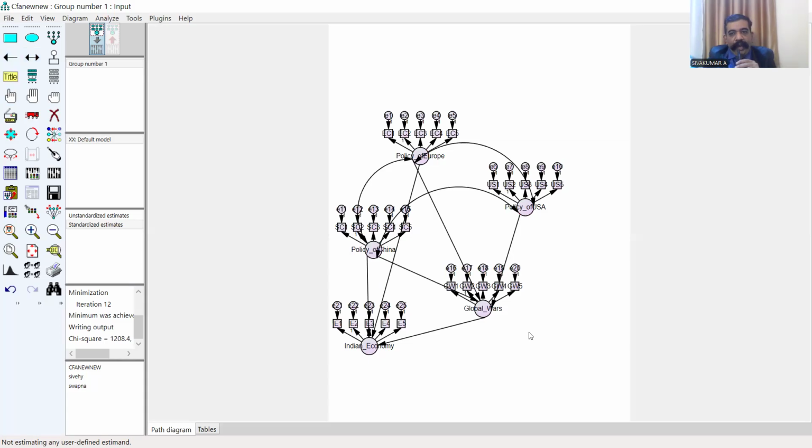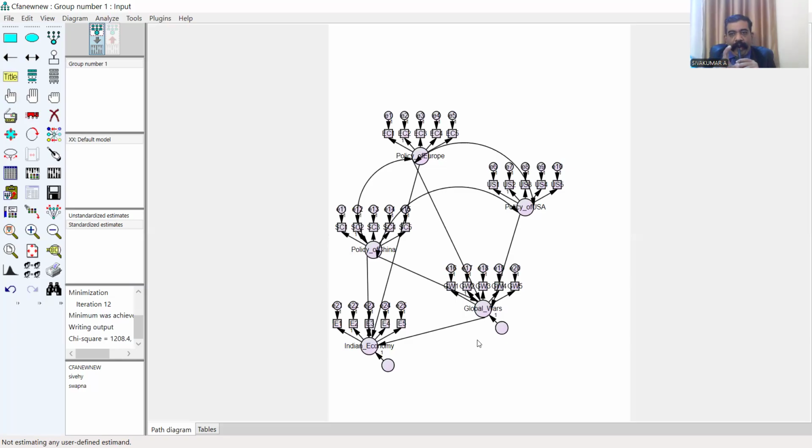Now you have to add two more variables along with your dependent variables, global wars and Indian economy. Please take this menu, it is another variable. Please click on it and drag it here, on global wars. Then do this also for the Indian economy. Then you have to name it.